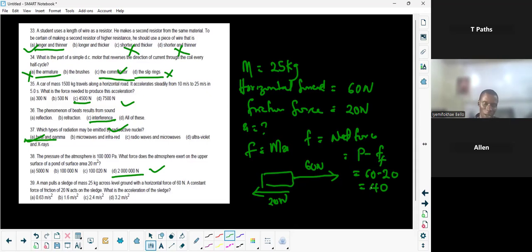You must be wise and you must understand the topic very well. It's a sweet topic. Our force is 40. So it means that 40 is equal to mass 25 times A. Divide both sides by 25. 25 cancels 25.